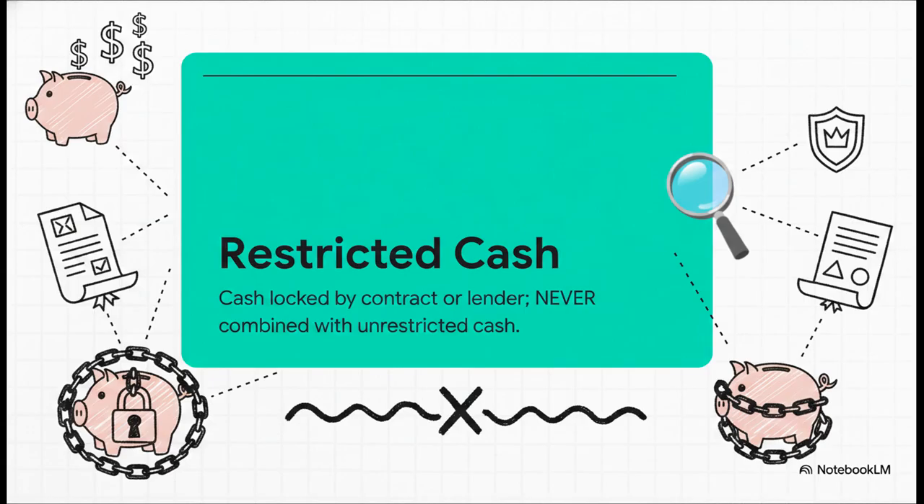Moving on to Rule 4, which is all about protecting visibility into your liquidity. Basically, restricted cash has to be shown separately. If your company's cash is locked up, even just a portion of it, by a contract, a lender agreement, or some regulatory requirement, it demands its very own line item. You must never combine restricted cash with unrestricted cash. If you do, you're painting a completely false picture of how much money the company actually has available to spend. And trust me, nobody wants that surprise.